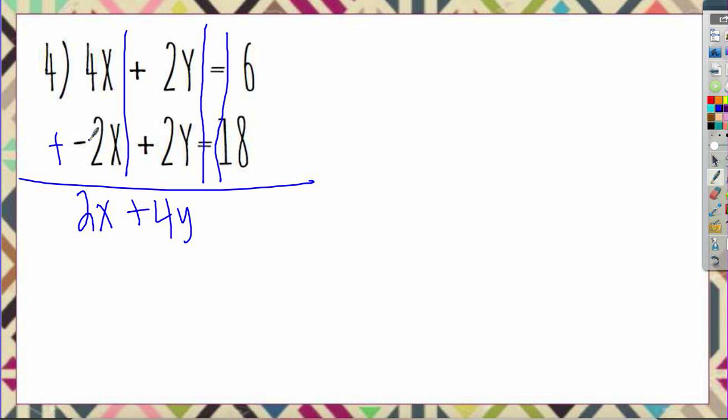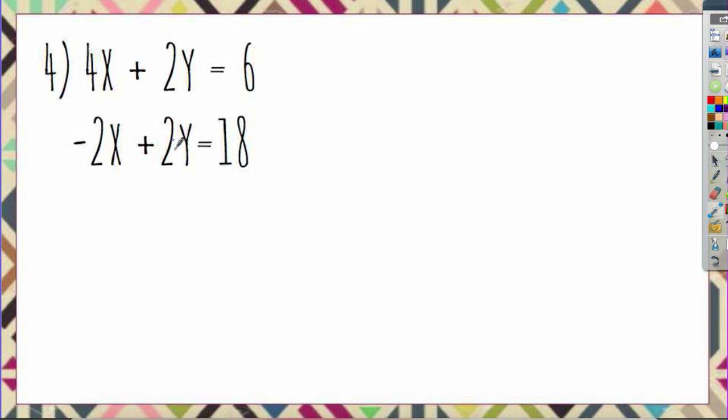Technically, to make the x's cancel, this would just need to be a positive 4, and this would need to be a negative 4. So I could truly multiply this second equation by a positive 2 and distribute to everything, and it will make the x's cancel. But there's an even easier way. If I look closely at the y's, they already both have a coefficient of 2. The only issue is that they're both positive. I need one of these 2's to be negative. I can choose to change the top equation or the bottom equation. In order to make this positive 2 into a negative 2, I need to multiply by a negative 1.